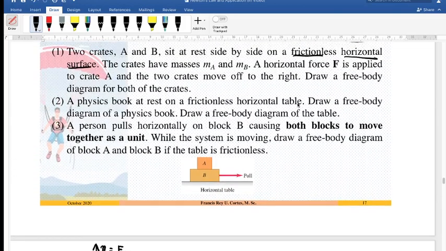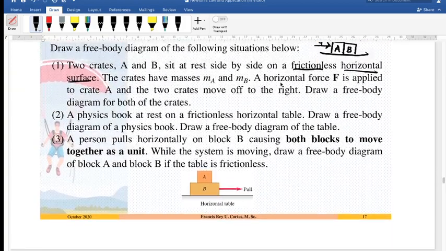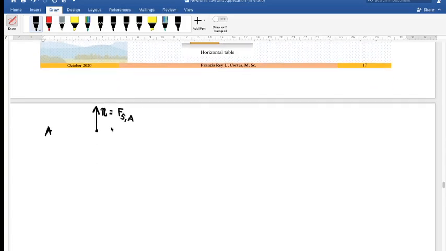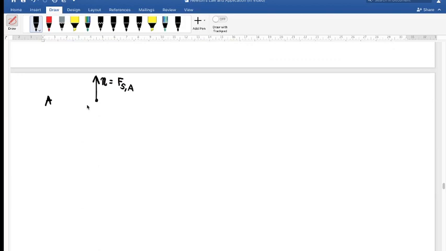Then what else? What are the forces acting on crate A? Then we also have the weight. Remember that a body's weight acts at all times. As long as you are in the Earth's gravitational field, or even on Mars or on the Moon, you still need to put the weight of an object as long as it has mass, right? That's why it is specified that there are masses MA and MB. So that is pointing downward. This is the weight, the force exerted by the Earth on crate A.